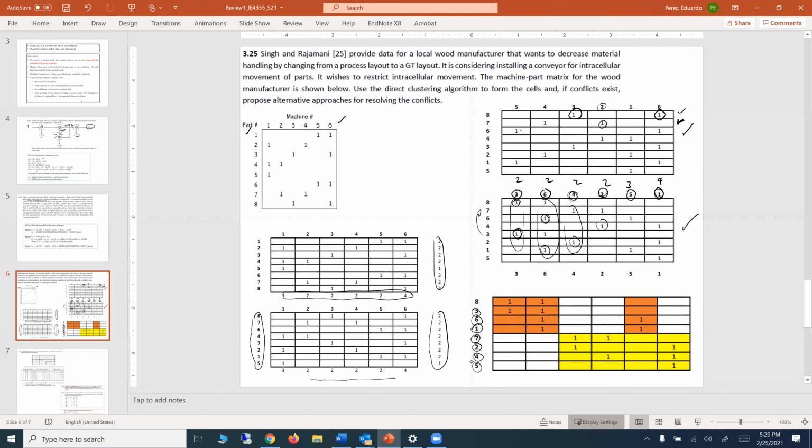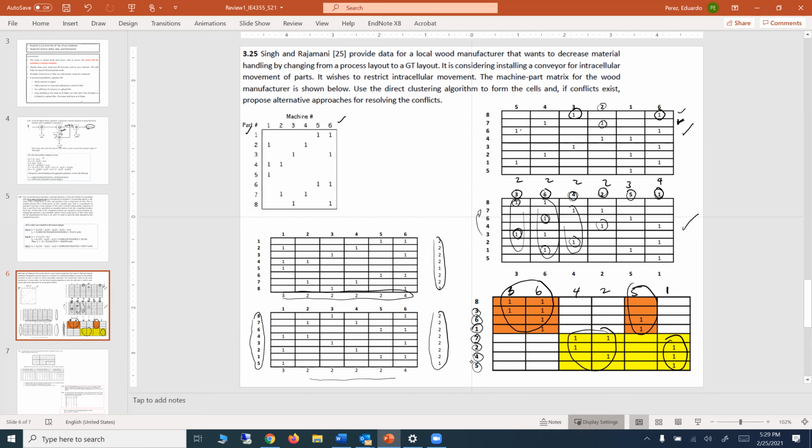The only thing that is missing is for you to see if there's any way for you to split this into two separate cells. And the answer is yes. Let me write this: 3, 6, 4, 2, 5, 1. You can have a cell with machines 3, 6, and 5, and you can have another cell with machines 4, 2, and 1. And that's the answer for your question. Any questions about this one?